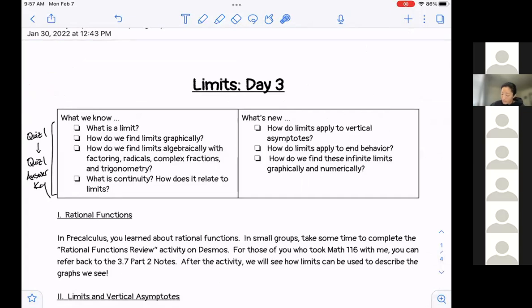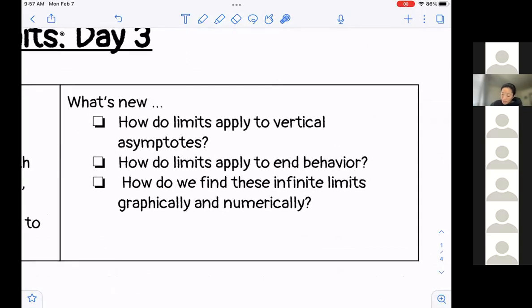But what's new for today? We're going to take a look at some things that we started to talk about last week. In particular, we're looking at limits when we get to something called vertical asymptotes. We're going to look at how limits apply to something called end behavior. All of these are clumped under the category of infinite limits. By the end of today, the goal is that we have an idea of how to find these infinite limits, both graphically, like from a picture, as well as numerically. So without having a picture, how do we find that limit?